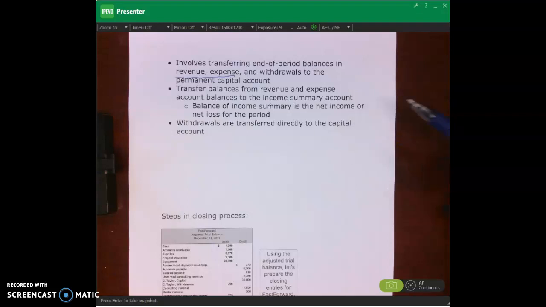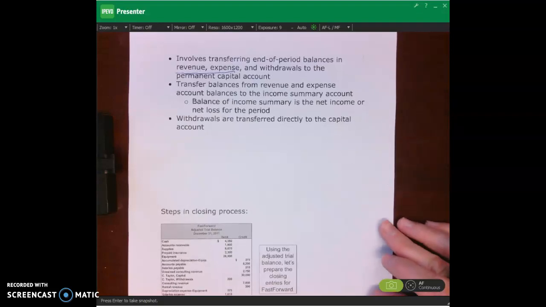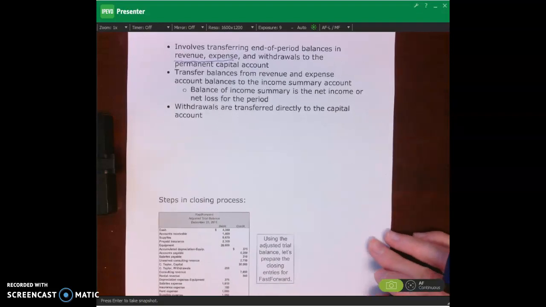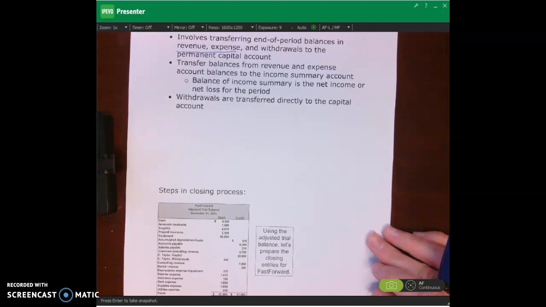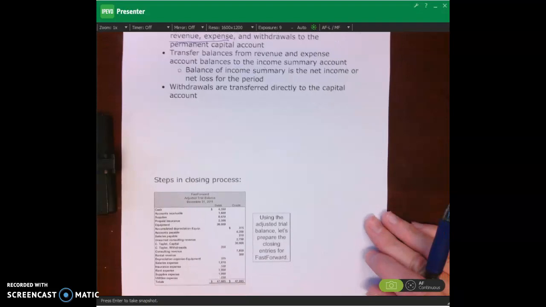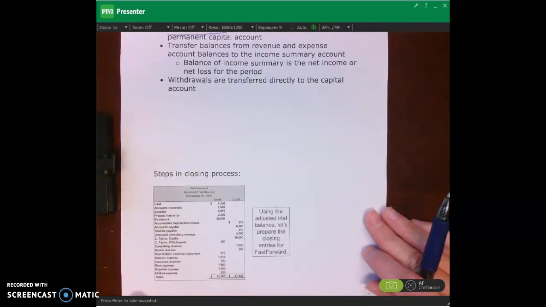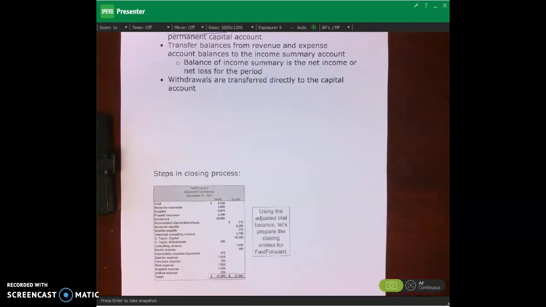All right. So I'm going to go ahead and end this lecture video now. And then we're going to talk about the journal entries for the closing process. So we're going to talk about the journal entries to transfer revenues to income summary, expense accounts to income summary, and then income summary to capital, and then withdrawals to capital.